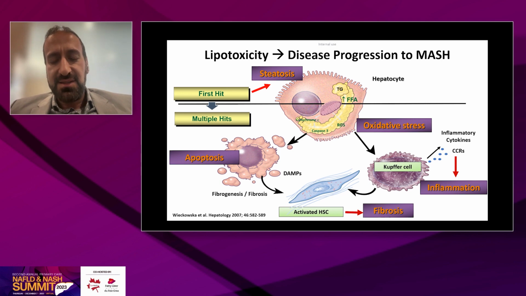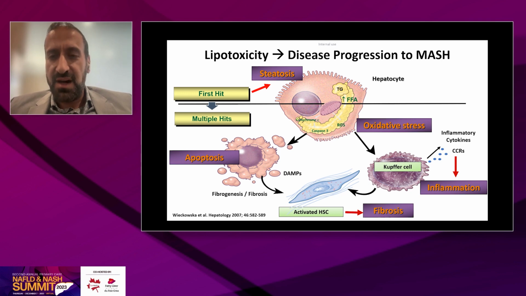That can lead to the activation of the fibrogenic cells in the liver, what we call the hepatic stellate cells. This is important for our PCP colleagues to understand: collagen fibrosis is not produced in the hepatocytes, but rather in the hepatic stellate cells. And these are activated by injured hepatocytes.